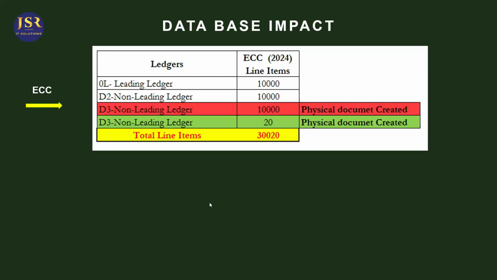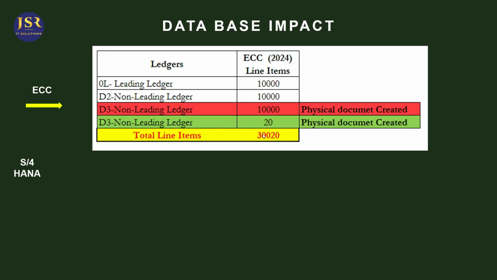What is the big impact from ECC to S4HANA? I'm quickly giving you an example. In ECC, assume that I have 3 ledgers, one company code for a year, 10,000 entries posted, line items posted. For 3 ledgers, 30,000. Assume that in the third ledger I posted 20 adjustment entries. Altogether, at the database level in ECC, 30,000 entries are posted for one company code for 1 year.